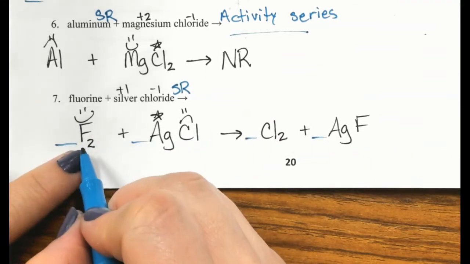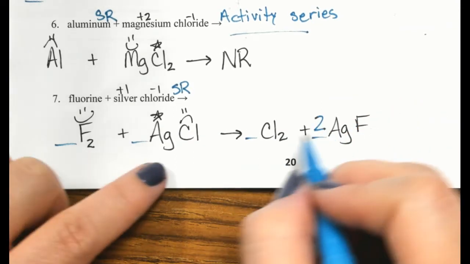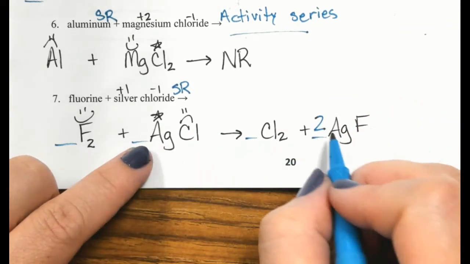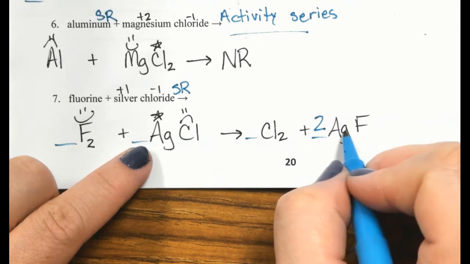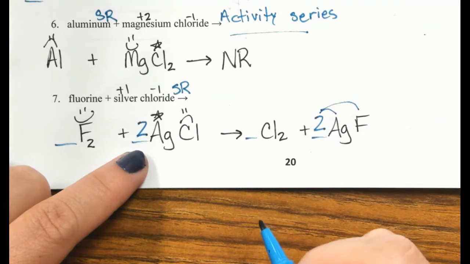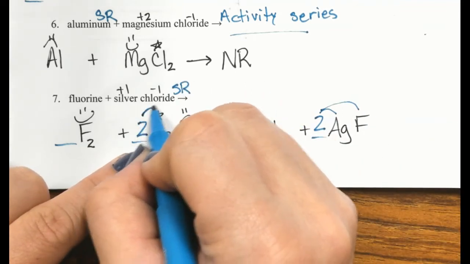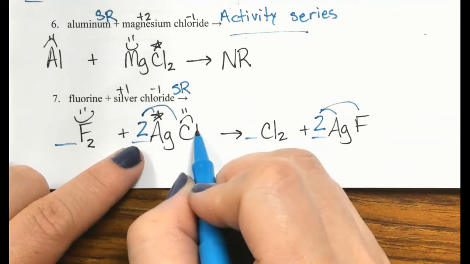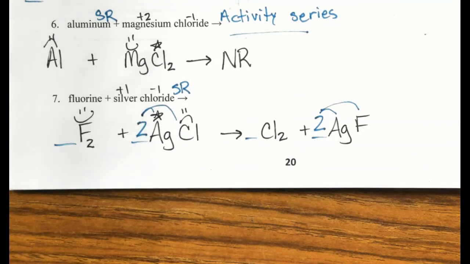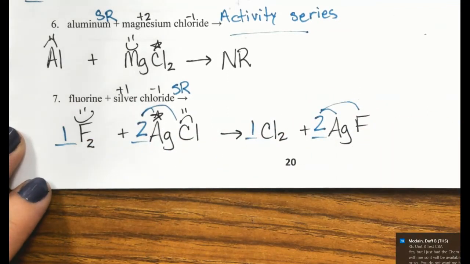We have 2 fluorine on the left, 1 on the right, so I need a 2 here. We have 1 silver on the left. Now we have 2 silvers on the right, so I'm going to put a 2 here. Remember, this 2 counts toward both silver and fluoride. And then this 2 over here counts to silver and the chloride. We have 2 chlorines, 2 chlorines, so now this is balanced: 1, 2, 1, 2.